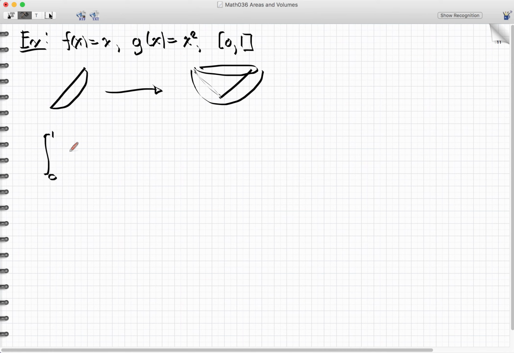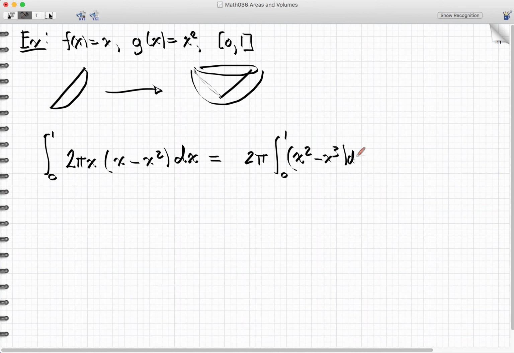So our bounds are from 0 to 1. The circumference of the shell is 2 pi x. The height of the shell is f of x, which is x, minus g of x, which is x squared, times dx. Of course, we can extract the 2 pi, so we have integral from 0 to 1 of, now the x multiplies everything, so I get x squared minus x cubed dx.